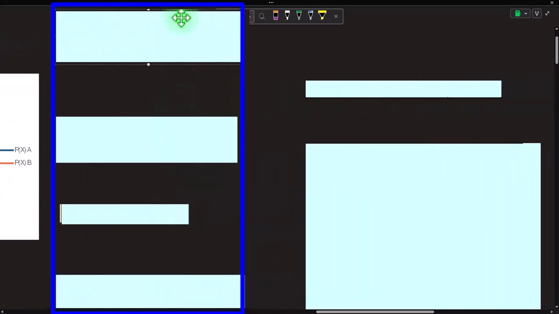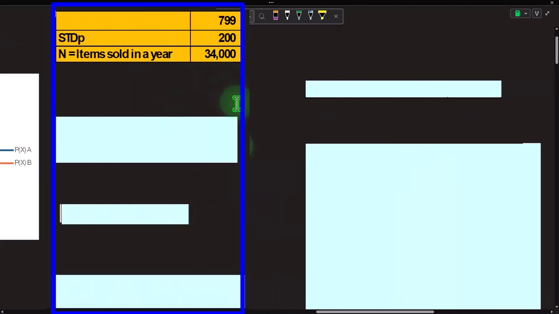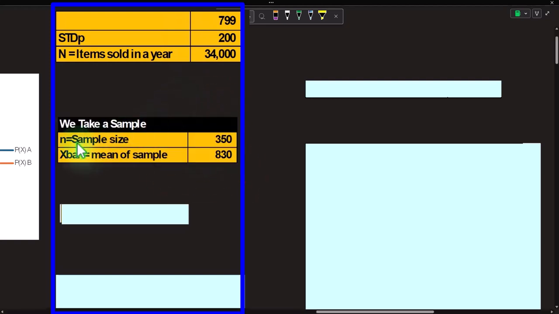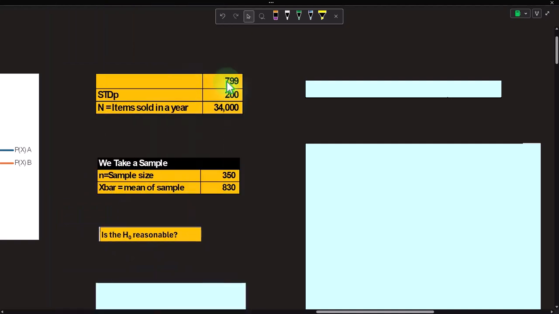All right. So now let's say that we took the standard deviation. So here's just our same data, the mean 799, standard deviation of population 200. And we're going to say that the population is 34,000. We're going to say this time we take the sample size of 350. And then the X bar mean of the sample is going to be 850, as opposed to the 799 of the actual population.